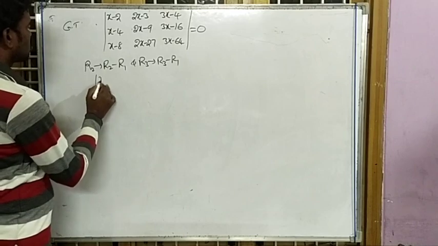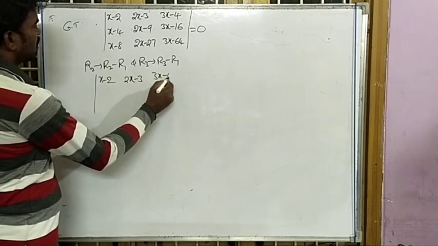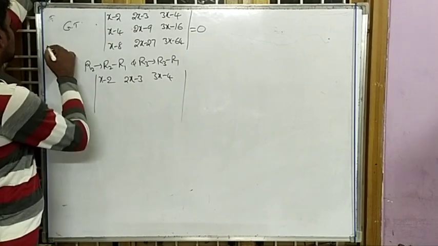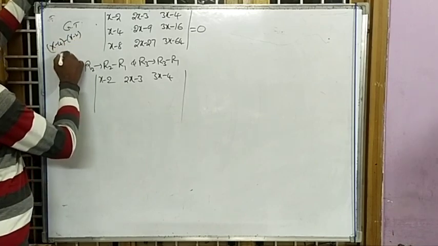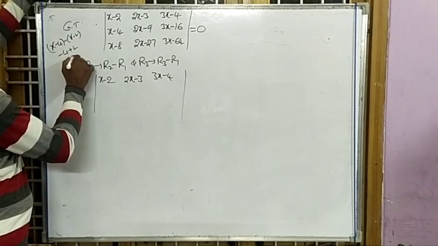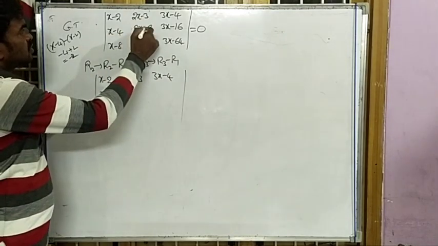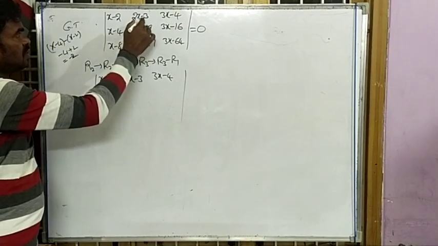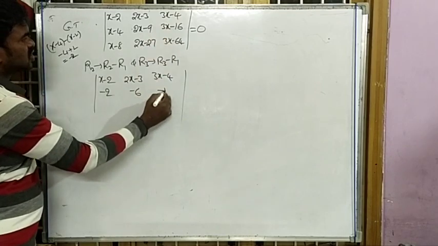So first row we are not changing: x minus 2, 2x minus 3, 3x minus 4. So second row minus first row: x minus 4 minus x minus 2, x cancels, minus 4 plus 2 becomes minus 2. So we get minus 2. Similarly 2x minus 9 minus 2x minus 3, so 2x cancels, minus 9 plus 3 is minus 6. And here minus 16 plus 4 is minus 12.